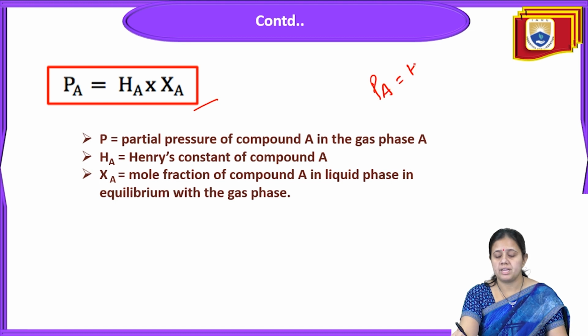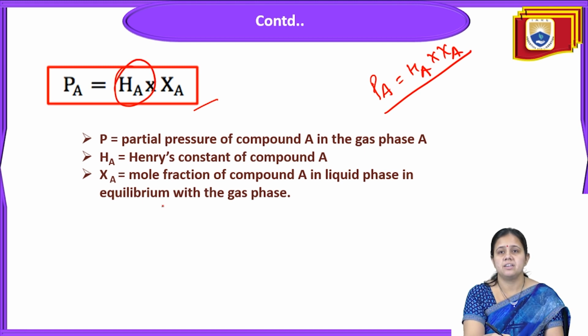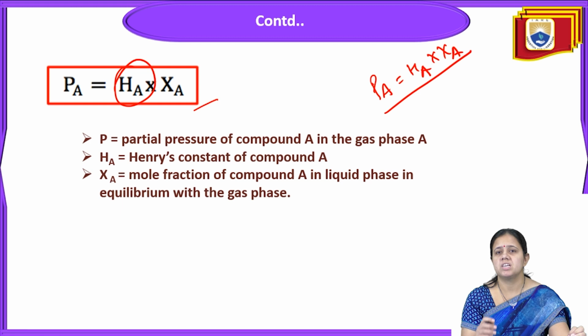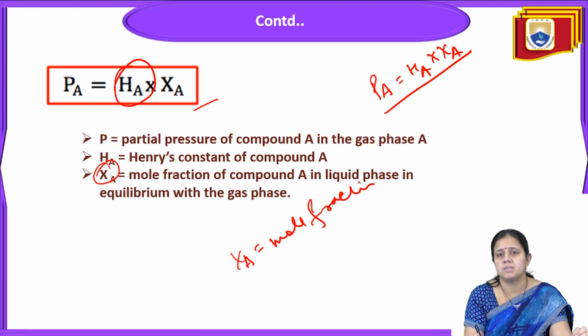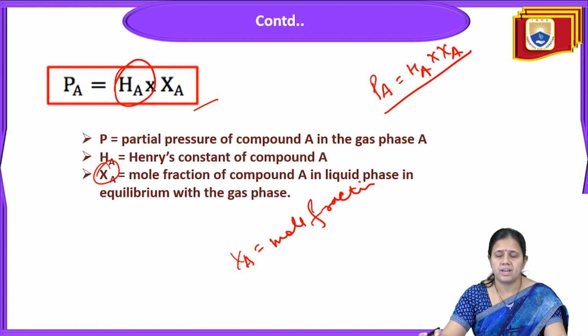Pa is equal to Ha into Xa. Here Pa is the partial pressure of compound A in the gas phase, Ha is the Henry constant of compound A, and Xa is the mole fraction of compound A in the liquid phase in equilibrium with the gas phase.